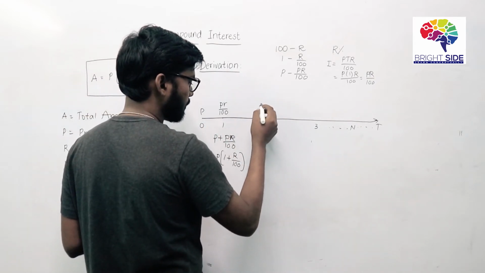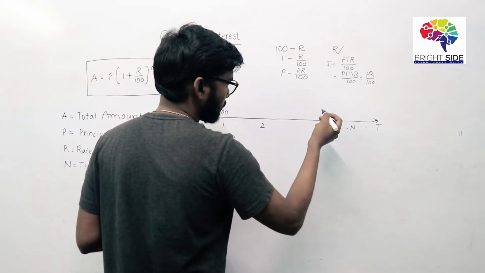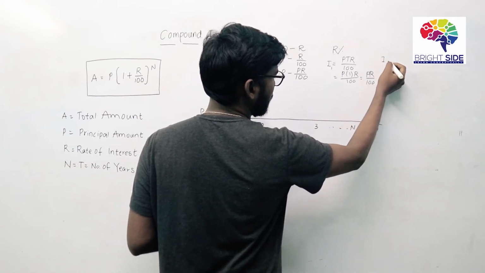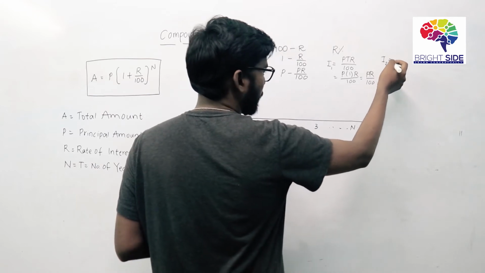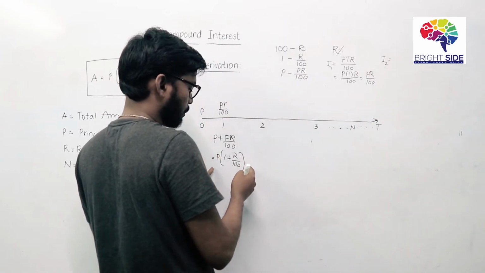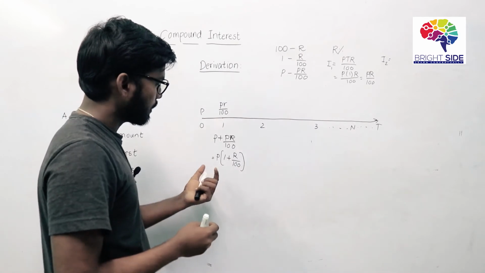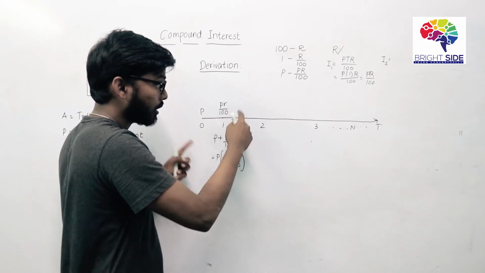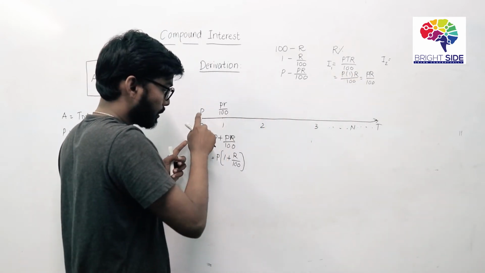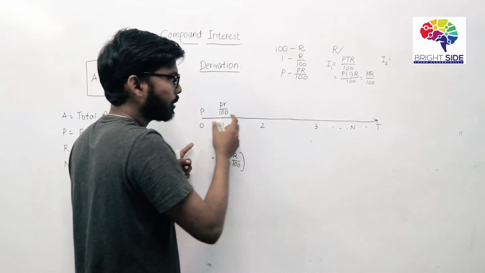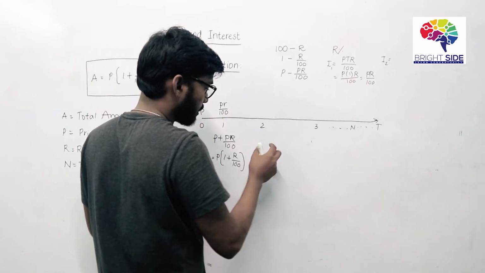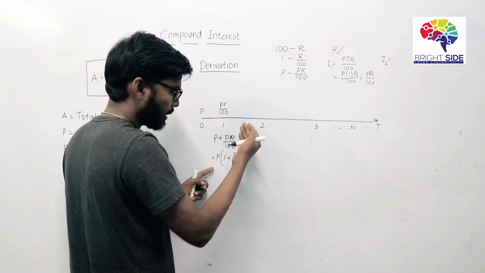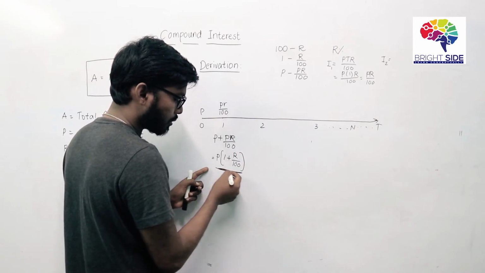So interest here will be PTR by 100. So this is for the first year. For the second year, what is P? P is the previous year's total amount. So the difference started already. In simple interest, we always take P as this one, the principal amount. So in compound interest, from the second year, for the calculation of interest, we have taken P as the previous year's total amount.